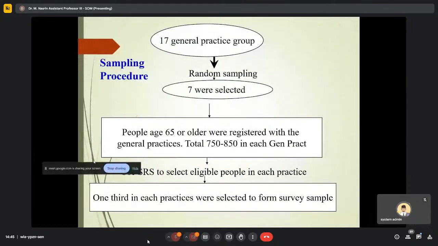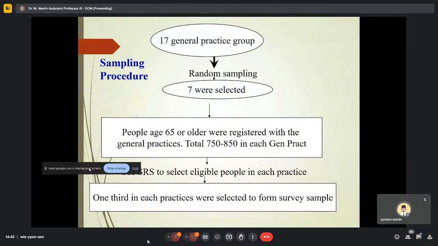So this is like 17 general practice groups. Random sampling method I am going to adopt. 7 members I have selected. Out of 7, the 7 members were picked out of people from the age group of 65 or older. Again, they should have a total of 750 to 850 in each general practice. So like this, eligible persons who are coming under one particular group of people, then 1/3 in each practice were selected to form the survey sample.